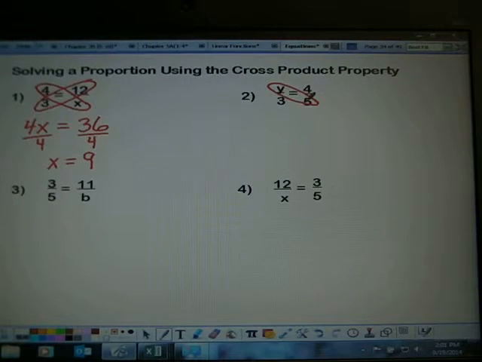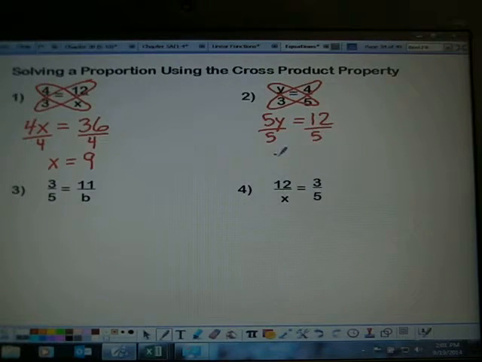Multiply here. Y times 5, we're going to write it as 5y. 3 times 4, so equals 12. And to solve this, we're going to divide both sides by 5. And we get y equals 2.4.